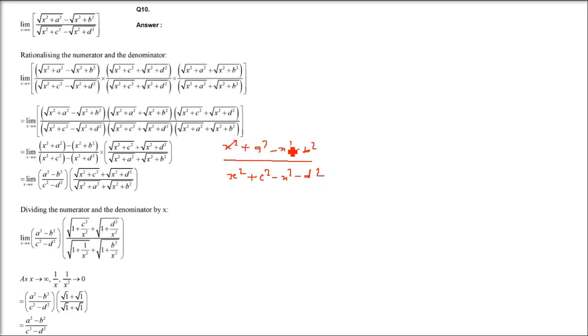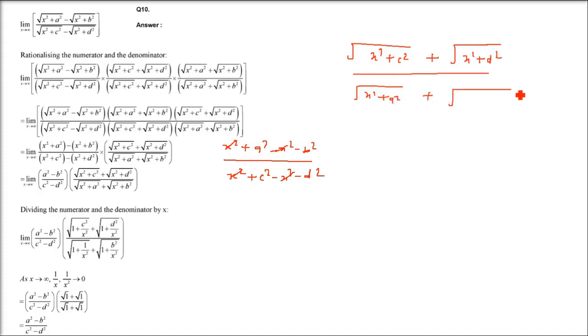Now you can just cancel x square and x square. You will get a square minus b square in the numerator and c square minus d square in the denominator. Now see this. How to deal with this? Say, this is under root x square plus c square plus under root x square plus d square, divided by under root x square plus a square plus under root x square plus b square.